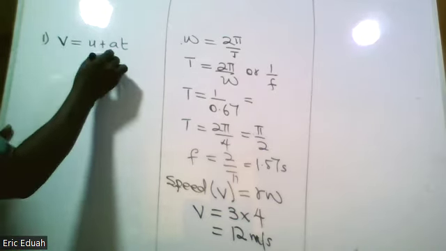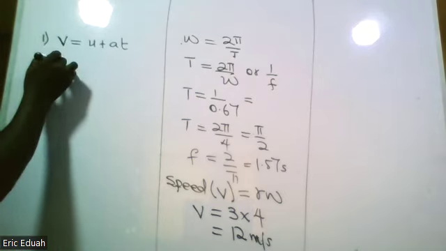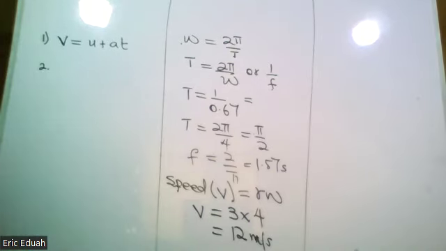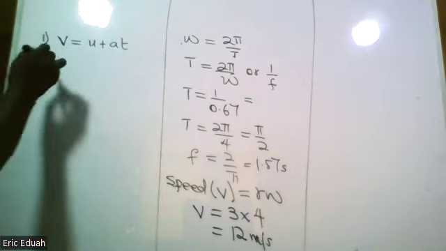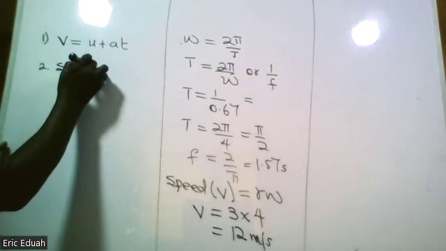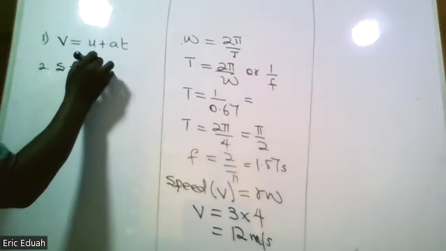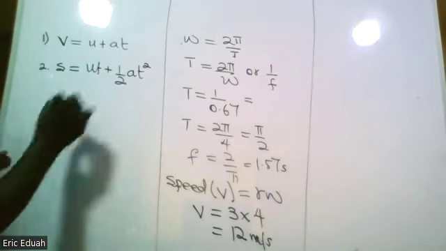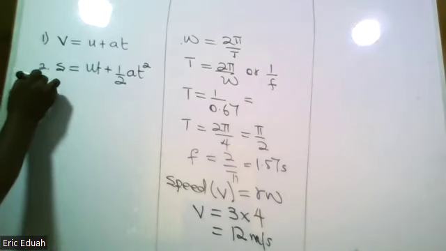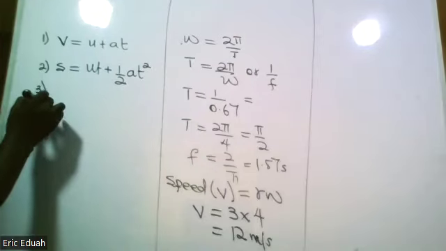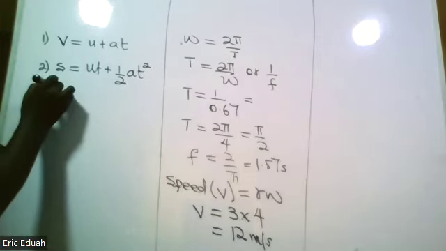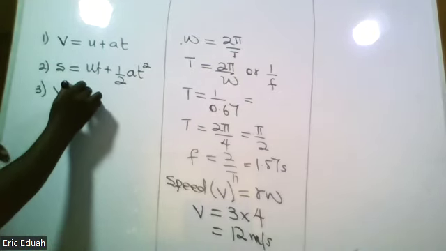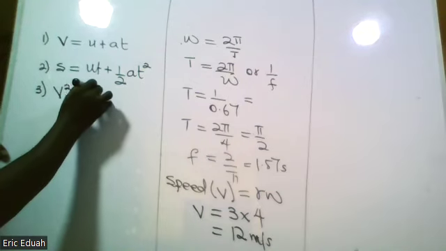V is equal to U plus at. Equation 2: S is equal to ut plus half at squared. And then the third one: V squared is equal to U squared plus 2as.